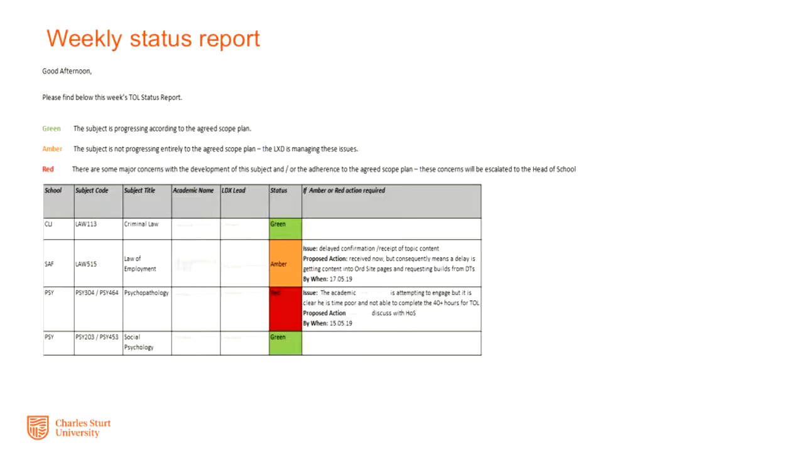We have weekly status reports that keep heads of school and key stakeholders in the loop. Where are we up to at the subject? What's going on with the subject? What's the issue associated with the subject? So green is a good status. It means it's going well. Amber means we've got some concerns. And red means we've got a fair disaster going on. The status report allows us to take an early intervention.